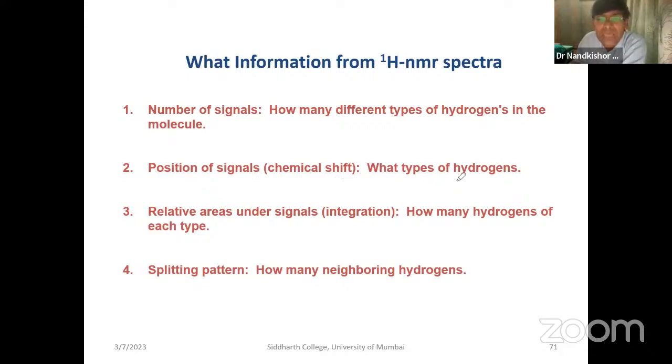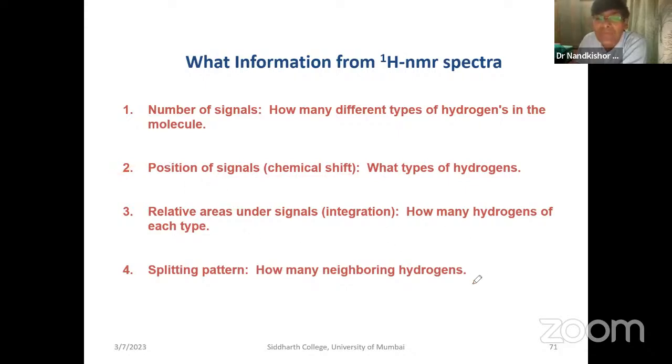So, what type of hydrogens are there? Now we have 5 signals, but are they deshielded or shielded, is their chemical shift value low or high? That can be easily studied with the help of the position of the signals.